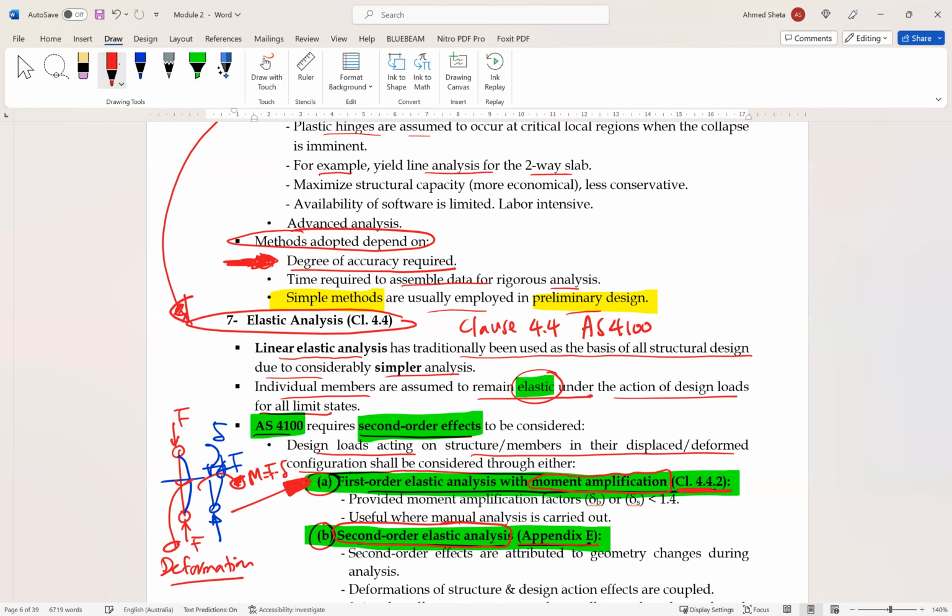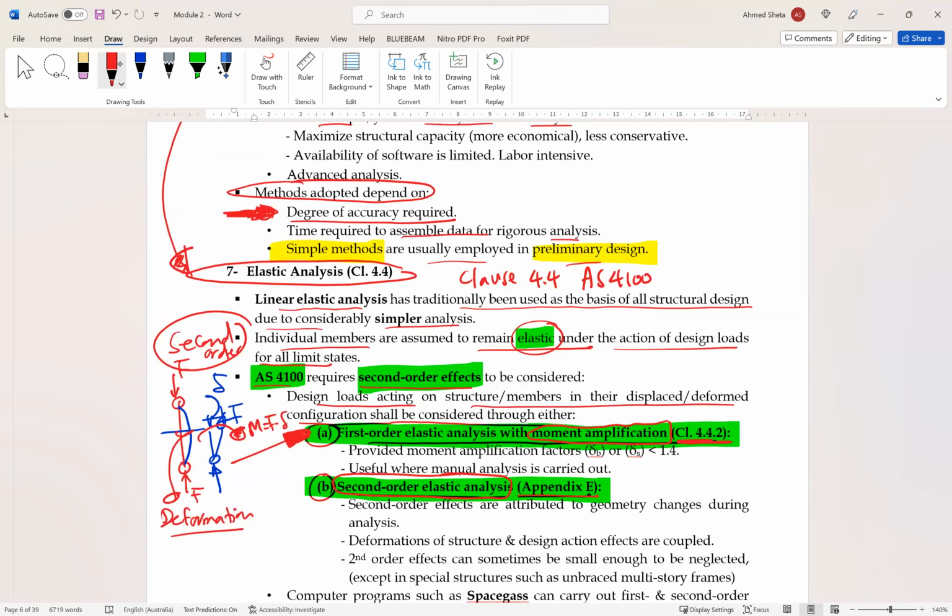So this is what is meant by second order effects. Second order effects are due to the deformation after applying loads. You cannot consider that the member is still the same after applying load, because it will deform, and this deformation will cause or add additional loads or moment to the structure.